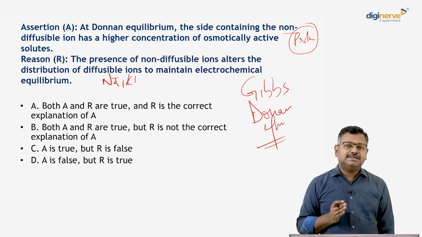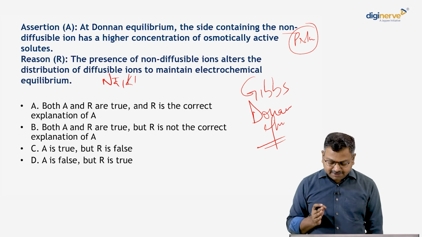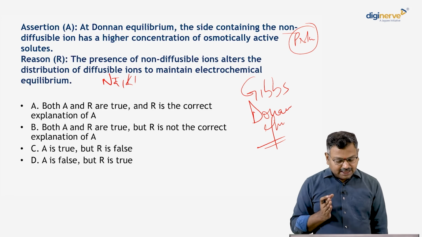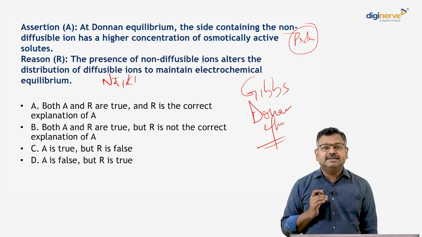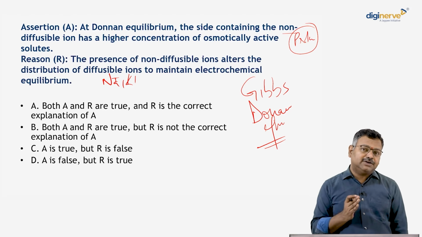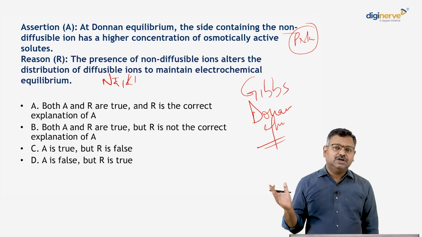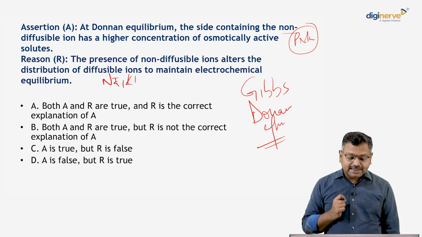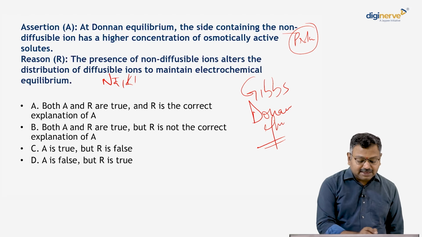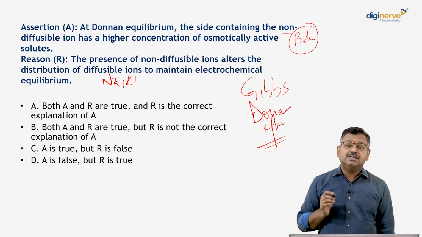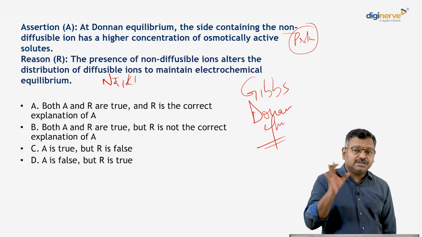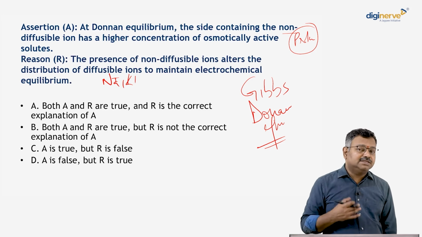Now what we have to understand is at the equilibrium, the side containing the non-diffusible ions ends up having highly osmotic active substances, the higher negative membrane potential and more cations and fewer anions. So anions go to the opposite side. That is what we get in equilibrium. So the presence of the non-diffusible ion alters the distribution of the diffusible ions is also right, because the sodium, potassium and the anions and the cations are the ones which are moving. The non-diffusible ones cannot move.